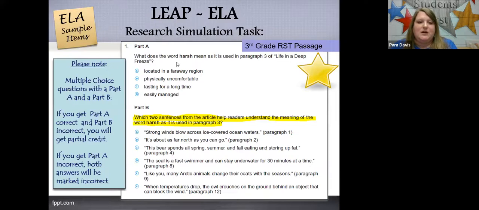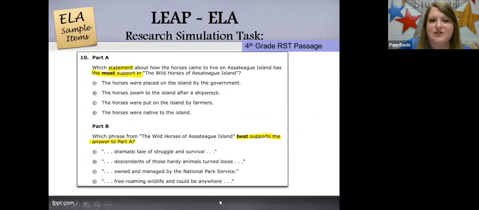Another example, in some questions, it's not multiple select, but they have 2 parts. So part A and part B. And if you see this side note, multiple choice questions that have a part A and a part B, if you get part A correct and part B incorrect, you'll still get partial credit. But if you get part A incorrect, both parts will be marked incorrect. So encourage your student to read carefully. And this is just more examples of a part A and part B question. This is 4th grade example.